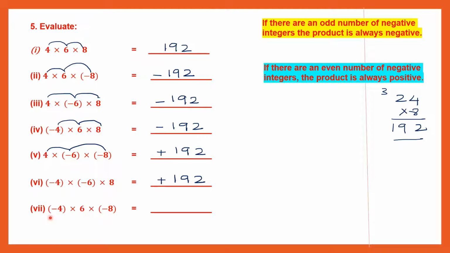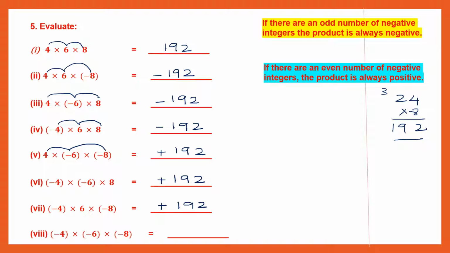Here again we have 1 plus 1, 2 negative integers. 2 is an even number. So the answer is positive, and 4 into 6 into 8 is 192. So our answer is plus 192.